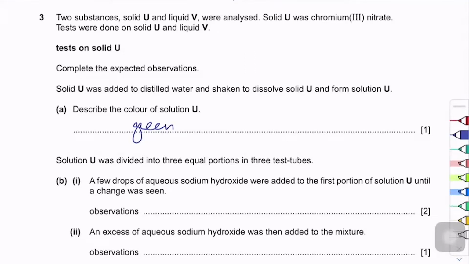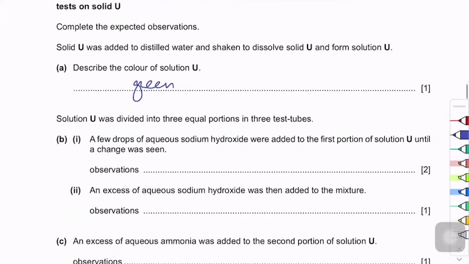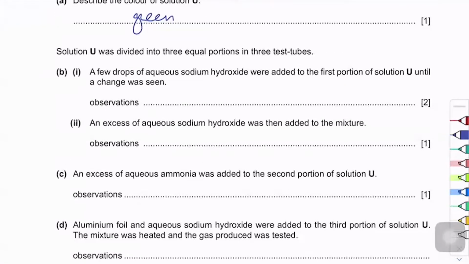Solution U. So what did we do? We took solid U, added it to distilled water, and stirred it, shaken to dissolve. So we made sure that it's a solution. It's completely dissolved, and now that is solution U. It is chromium-3 nitrate solution. A few drops of aqueous sodium hydroxide were added to the first portion of solution U. Now I know that chromium-3 nitrate has chromium-3, right? And sodium hydroxide with chromium-3 will give me a green precipitate. You can write PPT or the whole word precipitate.